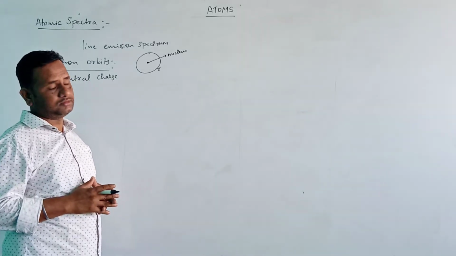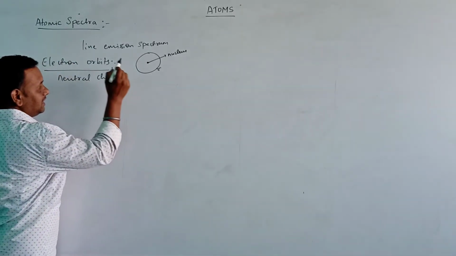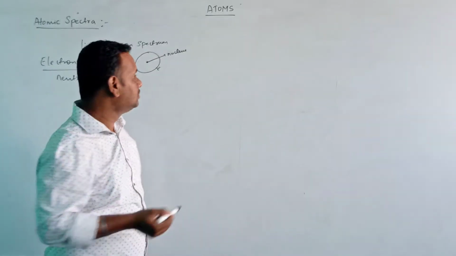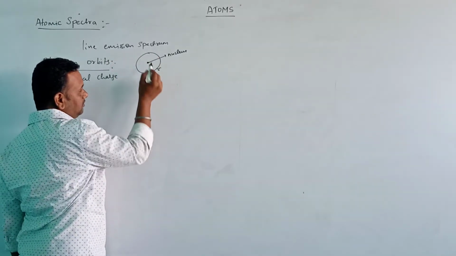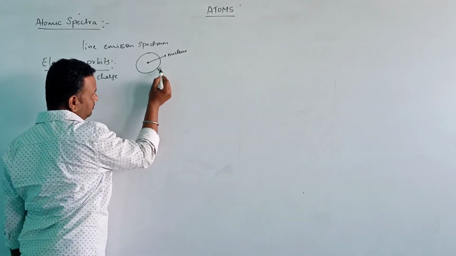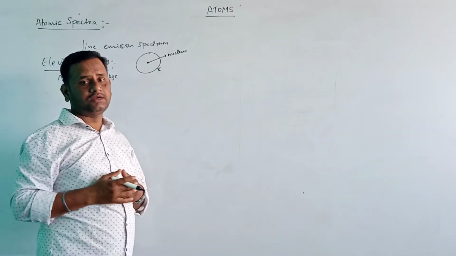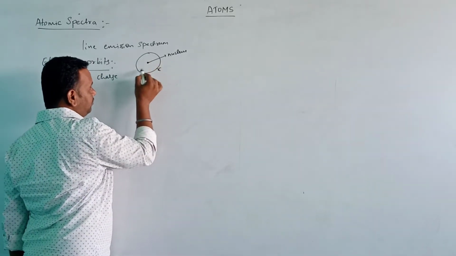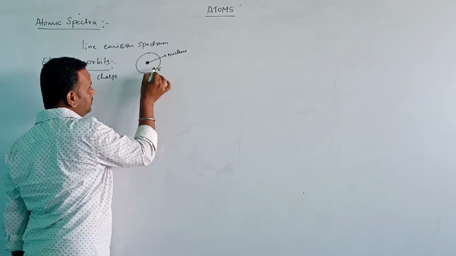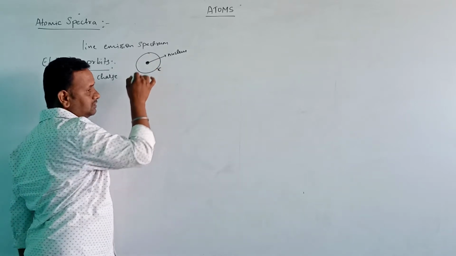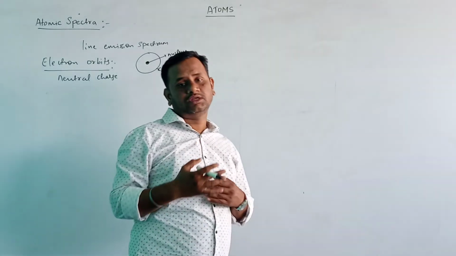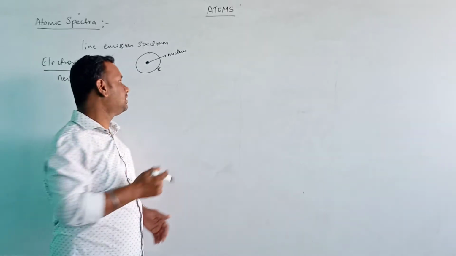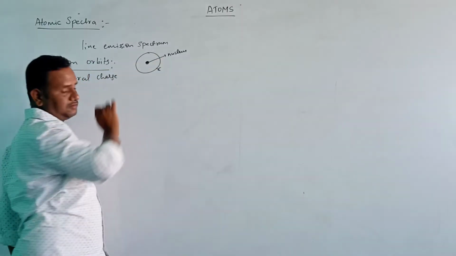A centripetal force is required for the electron to revolve around the nucleus. As we know, the electron is a negatively charged particle. To revolve this electron around the nucleus, a centripetal force must be required, to keep the electron revolving around the nucleus.